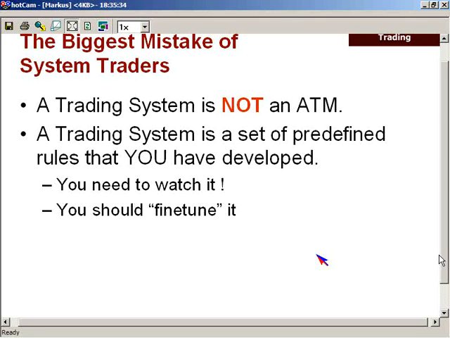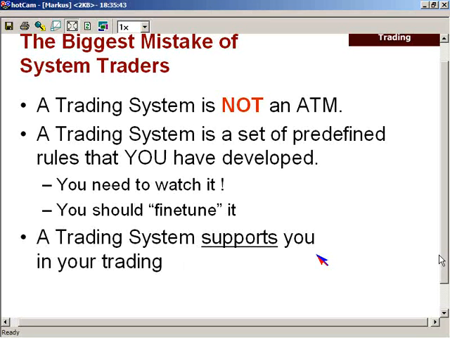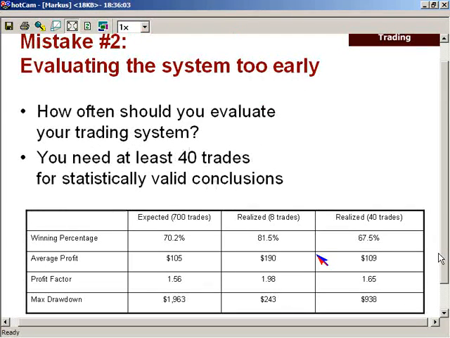So especially if you have automated it, still watch the system, okay? Don't walk away. This is a job. And if needed, of course, you need also to do some fine-tuning in your trading strategy in your system. If you have an automated trading system, keep in mind it supports you in your trading. It does not replace the trader. A trading system, if automated, does not replace the trader. It is just supporting you. Nothing more, nothing less.